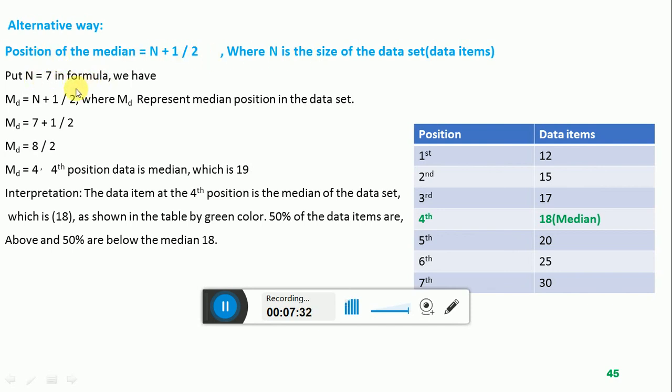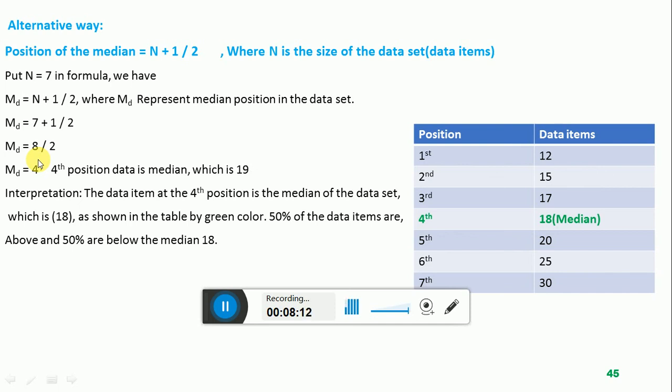We will put the value in this median position formula. MD represents the position of the median of the data set, so the location of the median in the data set. MD is equal to (n plus 1) divided by 2, where MD represents the median position in the given data set. The data set size is 7, as this is very clear here. We substitute for n its value 7: 7 plus 1 is 8, and 8 divided by 2 is equal to 4.